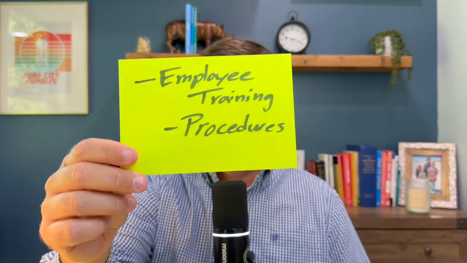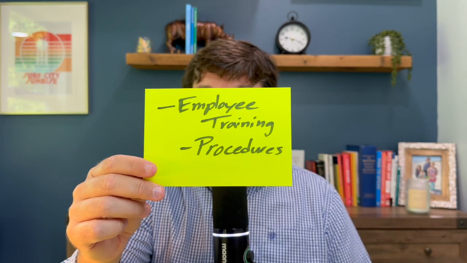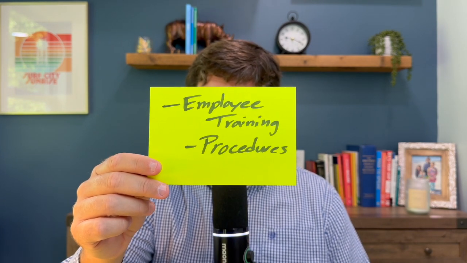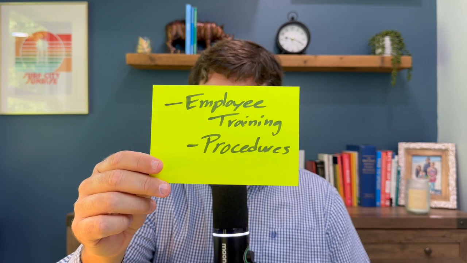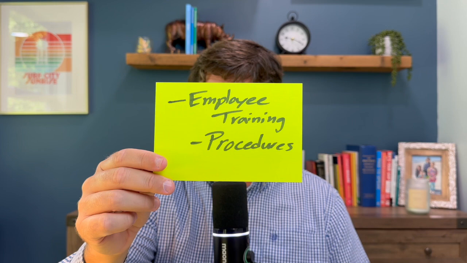Now, where do most companies fail? Ironically enough, most companies have a safety program for lockout, tagout, so that's usually not the problem. The problem usually comes from employee training, specifically training the wrong employees. The other problem comes from not having accurate procedures for how to do it.